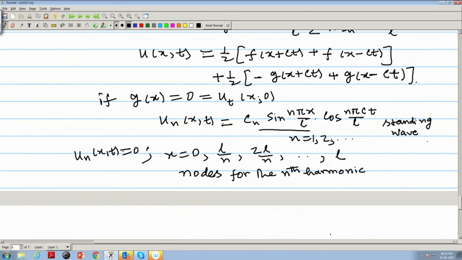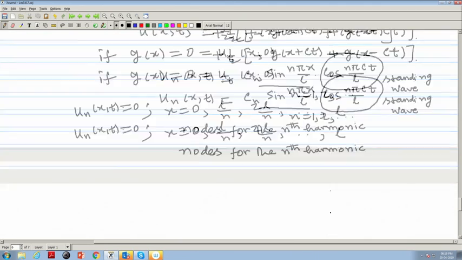Now, this is a standing wave. At a fixed t, this part is constant, and the displacement is measured this way. So, this is the one we can call the amplitude.